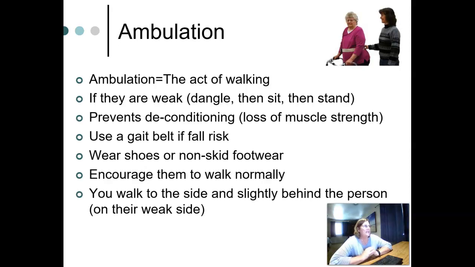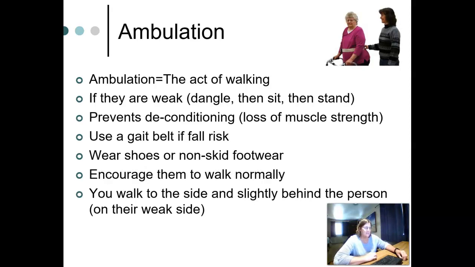The term ambulation is the act of walking. And if they're weak, what we like to do is dangle them. Dangling is when we sit them on the side of the bed and just let them sit there for a little bit and adjust. And then we will stand them up, and then we'll start moving them. Because sometimes they get that orthostatic hypotension where their blood pressure drops when they get up too quickly, and they might actually feel faint and pass out on you. So ambulation will prevent deconditioning. It will prevent loss of muscle strength.